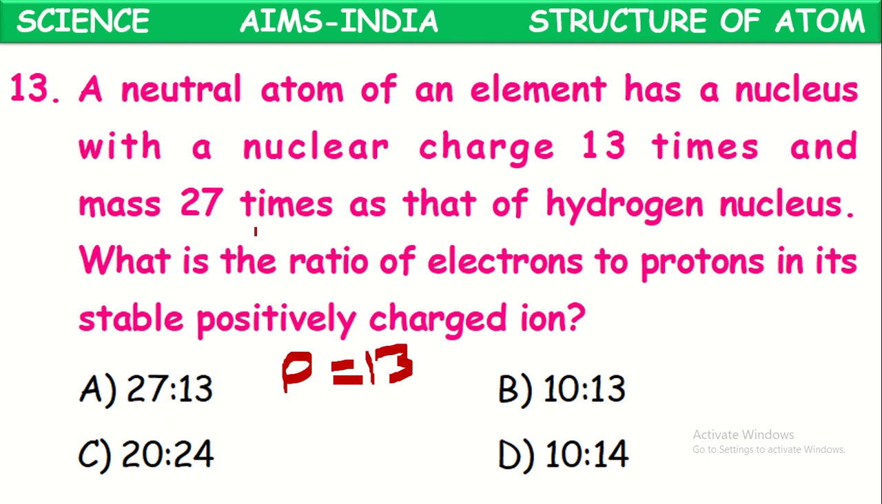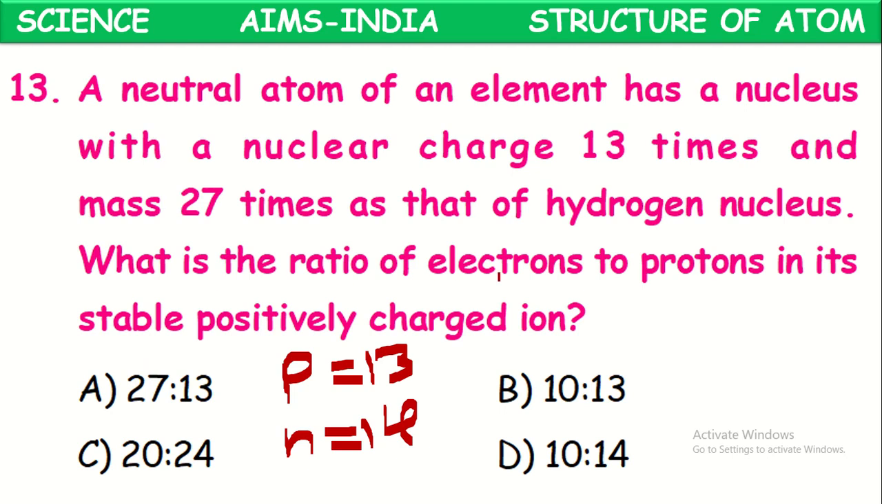And mass is 27 times that of the hydrogen nucleus. The hydrogen nucleus mass is 1 unit because of the proton. So it is 27 times that of hydrogen. Hence we can say its mass number is 27. Mass number 27 means what do we get? Number of neutrons, 27 minus 13, is 14.